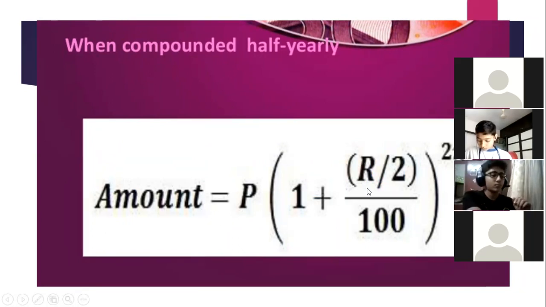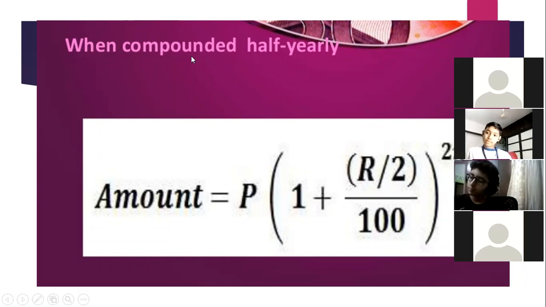The change is in rate percent and in time. Rate becomes half and time is double. Because 2 times you are calculating the interest in 1 year, so time gets doubled. And in the question, the rate is always given as per annum. Per annum means per year. So for one complete year they give you the rate.